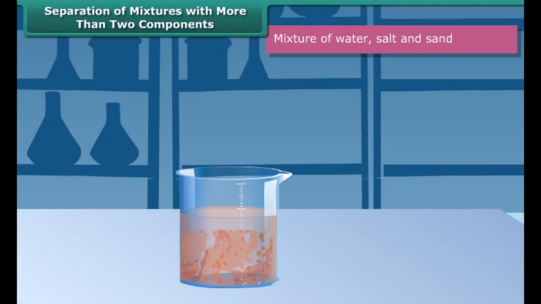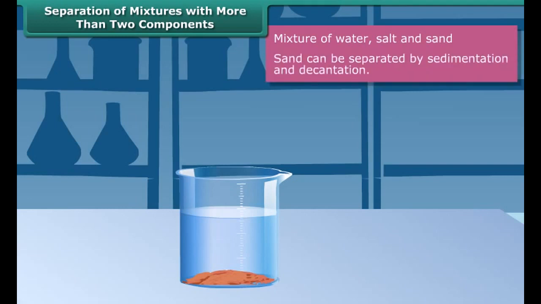The liquid which passes through the filter paper is called the filtrate. The solid particles that are left behind on the filter paper are called the residue.